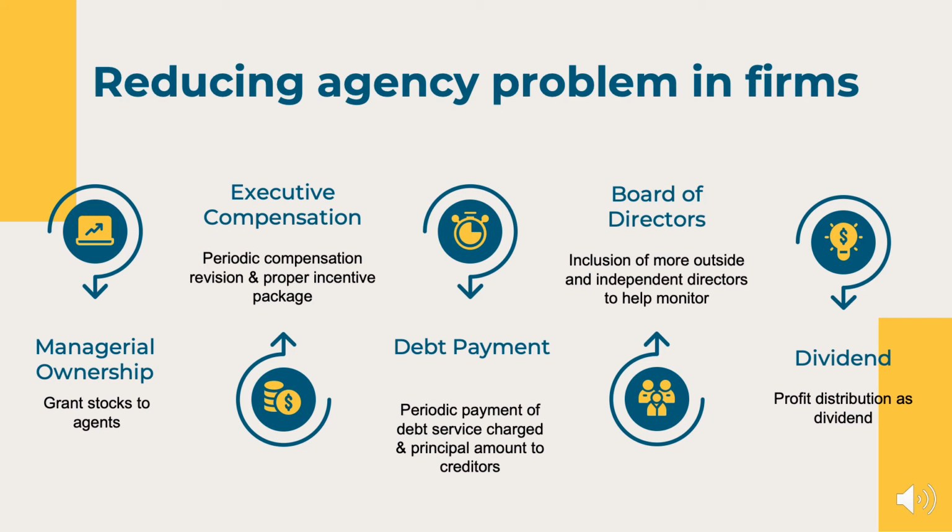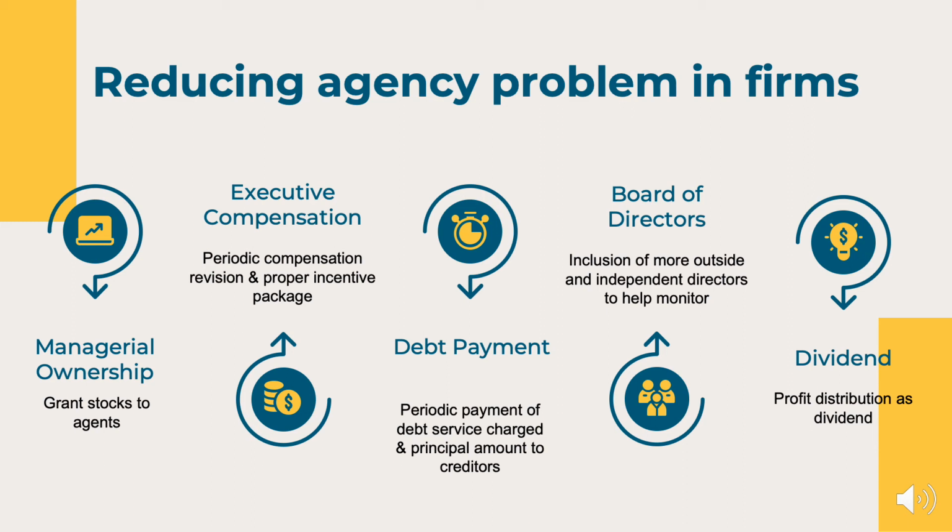First, it can be done through managerial ownership. It is basically granting stocks to agents to increase their affiliation to the firm. So, agents or managers will work as owners in the organization and become more motivated to increase the firm's performance. This will align both owners' and managers' interests.